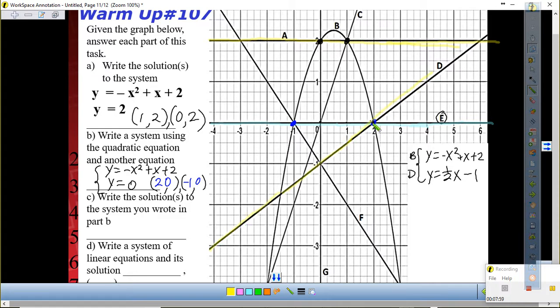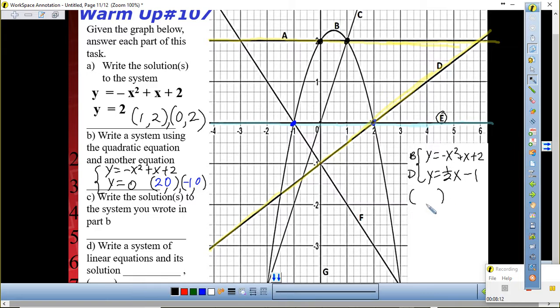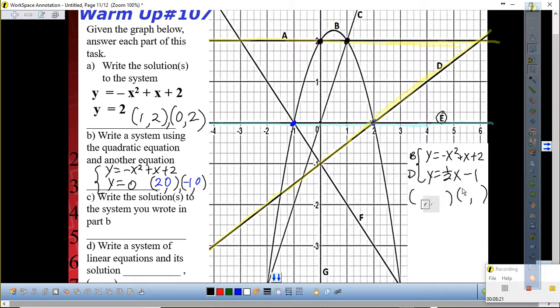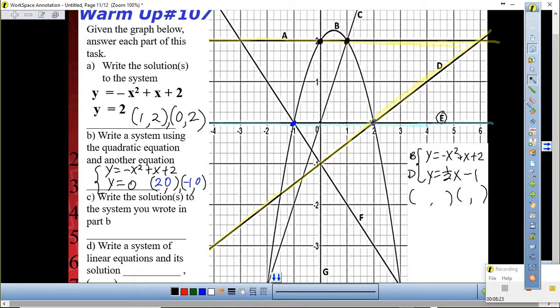Turn to your neighbor and let them know the solutions to that system: line D and the parabola. One of the points is going to be a little challenging, but let's see if you get it. Okay, Andrew, pass someone.